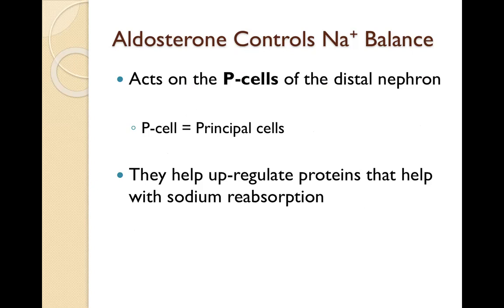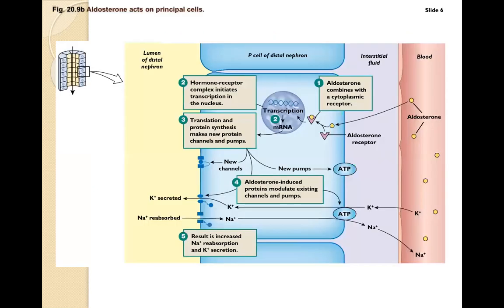Aldosterone acts on the P cells of the distal nephron. The P cells stand for principal cells, and they help upregulate proteins that will help with sodium reabsorption. And this is the way that aldosterone works at the level of the cell. So aldosterone is released by the zona glomerulosa of the adrenal cortex. It goes into the bloodstream, and then aldosterone enters the cell. Because it's a steroid, hormones can diffuse right through the cell. They don't have any problem.